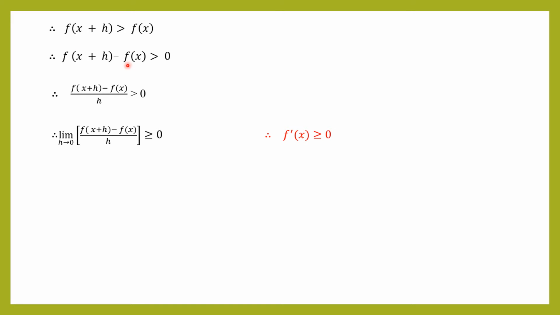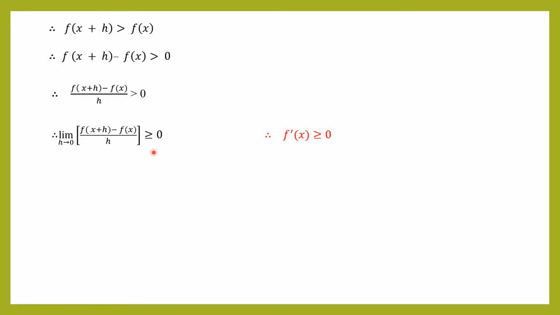Taking f of x to the left-hand side, f of x plus h minus f of x greater than 0. h is a small increment. Suppose we divide by h. Then f of x plus h minus f of x divided by h greater than 0. We take the limiting position, the limit as h tends to 0 of f of x plus h minus f of x divided by h. Here the change is small, therefore greater than or equal to 0.